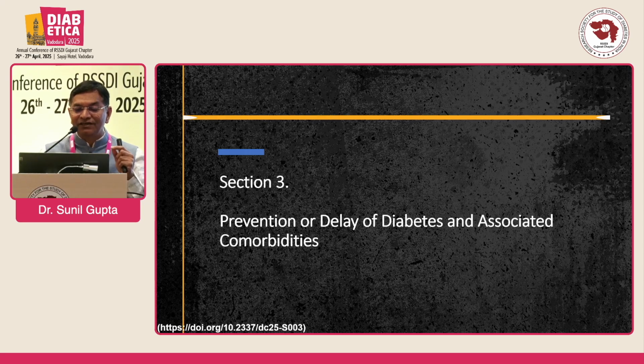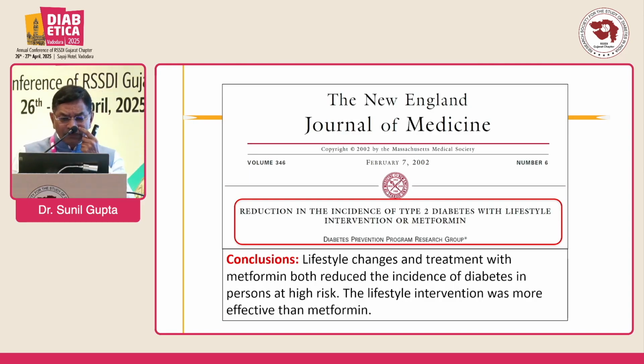Now, prevention or delay of diabetes and associated comorbidities. Lifestyle changes: do we have data? Okay, Dr. Gupta, you have come here and you are talking about pre-diabetes. Tell us the data, whether the interventions have really worked.